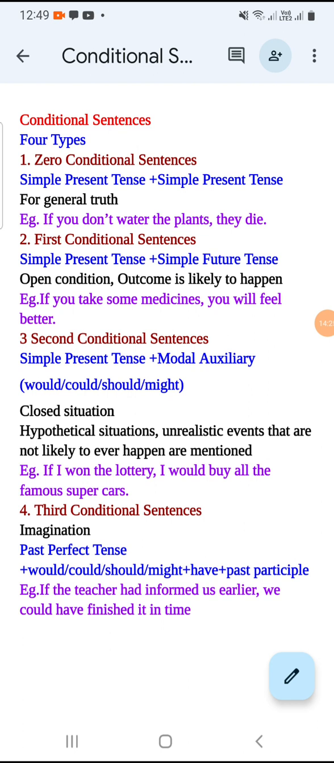We were discussing the first conditional sentence. You just have to remember one thing. What is this? That is the structure. The structure is that for the if clause you just have to use simple present tense, and simple present tense means the first form of the verb. And it will be followed by will or shall or can or may. These four modals you have to remember, right? So the first part is simple present tense, the second part is simple future tense, right?